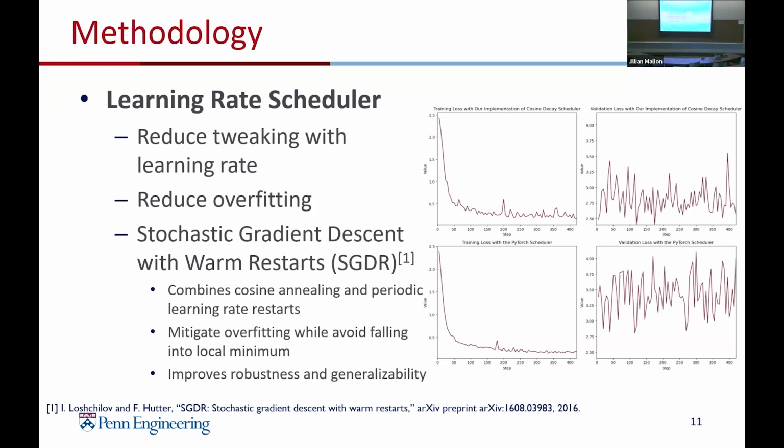As you can see on the rest of the slide, when comparing SGDR to the StepLR scheduler common in PyTorch, our implementation of SGDR is able to outperform the StepLR scheduler in terms of both training loss and validation loss. By using SGDR, we're not only able to improve the robustness and generalizability of the learned policy, but we can also reduce the total amount of time we spend tweaking the learning rate.